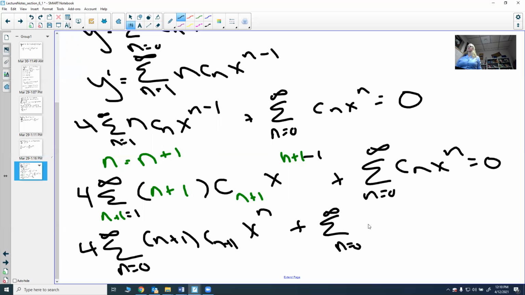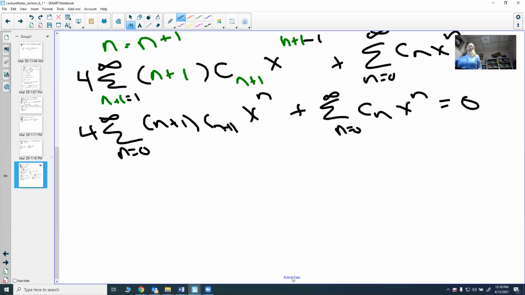Plus the summation n equals 0 to infinity of c sub n x to the n, and this whole thing equals 0. Great. So now what we're going to do is try to put these together into one summation and factor out the x to the n. Notice both of these have an x to the n, so we can put them together and factor that out. We also notice both of them are the summation n equals 0 to infinity. So we can put these into one summation.